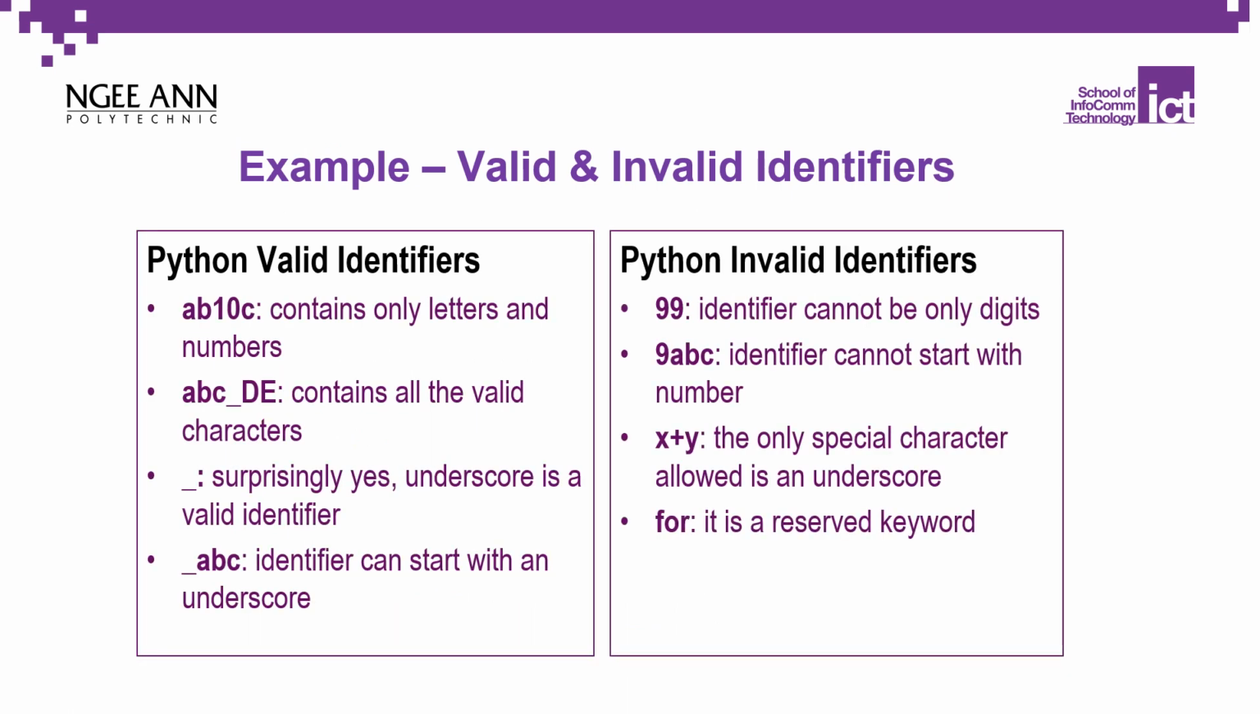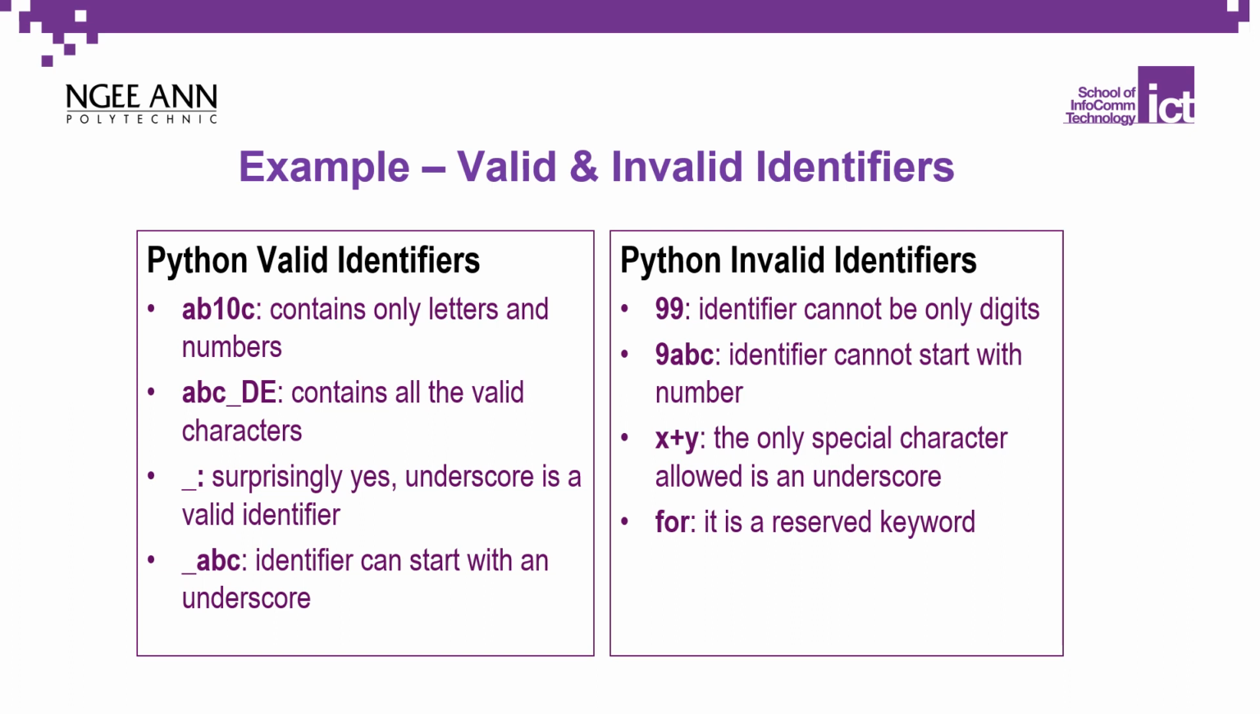Here are some examples of valid identifiers. They all follow the rules: only letters, numbers, or underscore, and not starting with a number. So yes, even a single underscore is a valid identifier. But while these are all valid, none of them are particularly good identifiers, since you can't really tell what they mean just by reading them.